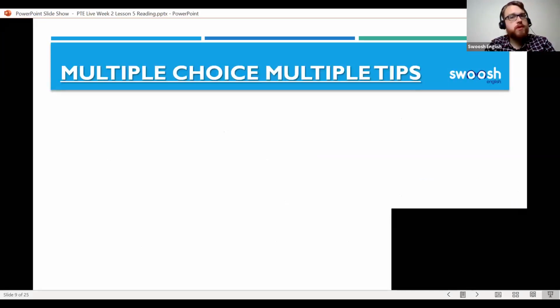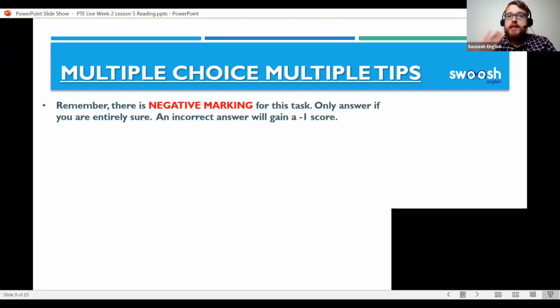So how should we go about this question? What can we do in our own time? Remember, this is highly important. There is negative marking for this task. Only answer if you are entirely sure, as an incorrect answer will gain a -1 score. This is highly important. Each question will be weighed by how many correct answers there are as potential answers. So say we have 3 correct answers, that is 3 potential points for each section.